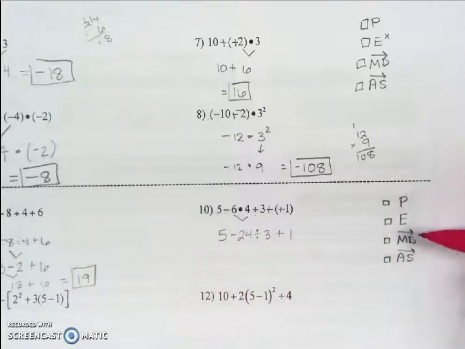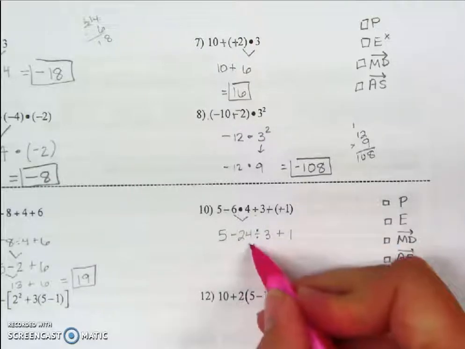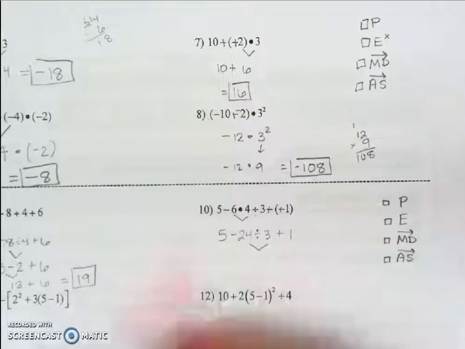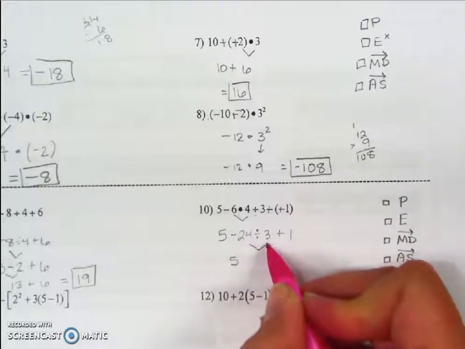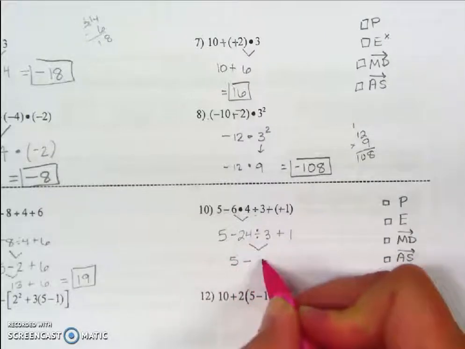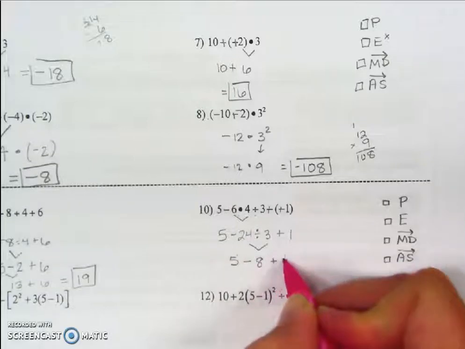Let's see what happens first. Oh, division happens first. So there we are. That's what's next. Bring down the 5. Negative 24 divided by 3 is going to be negative 8. Bring down the plus 1.